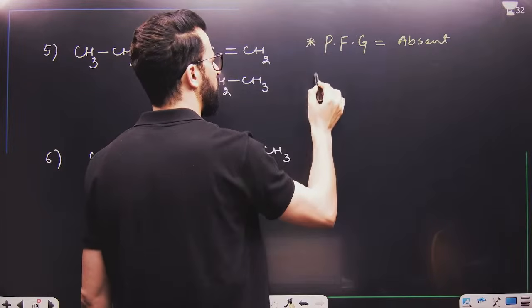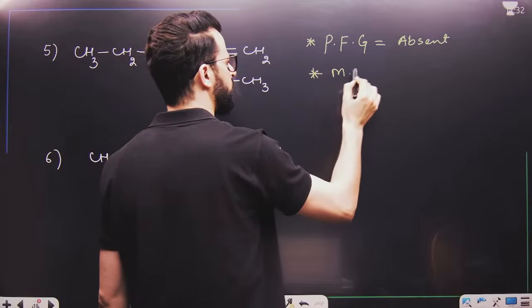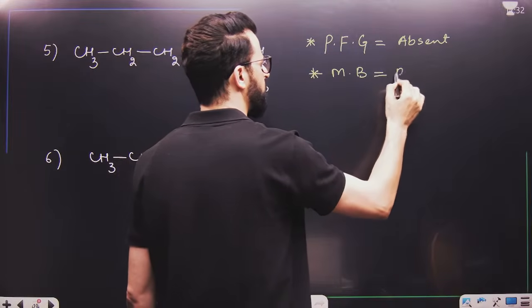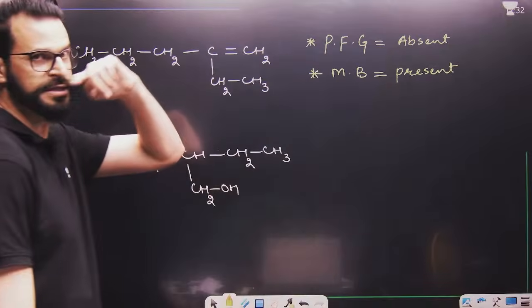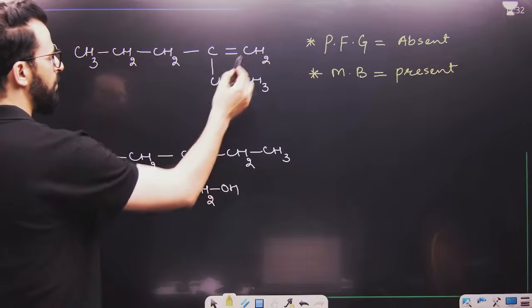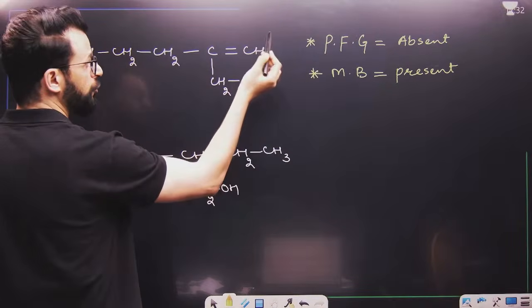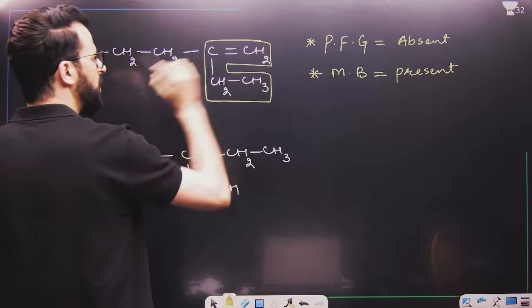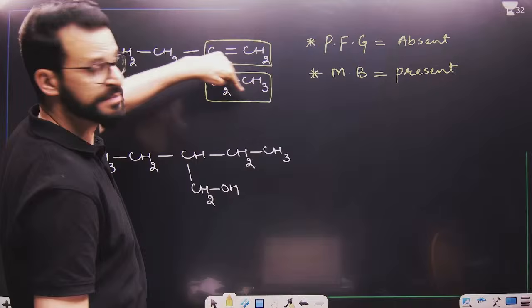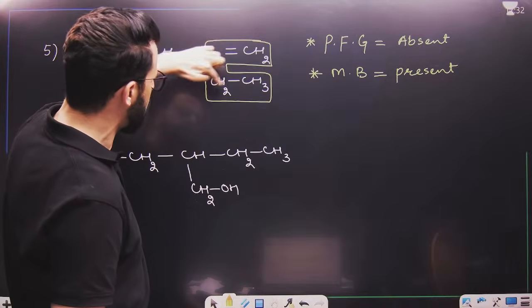Now, second one, you have to check multiple bond. Is multiple bond present? Multiple bond is present. If multiple bond is present, now you have to check terminal to terminal. Say for example, this is one terminal to terminal. One multiple bond is present in this. So 1, 2, 3, 4 carbons are there.